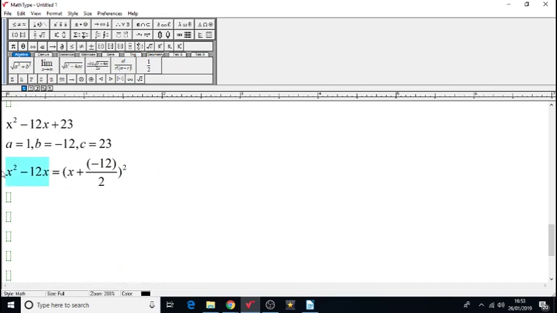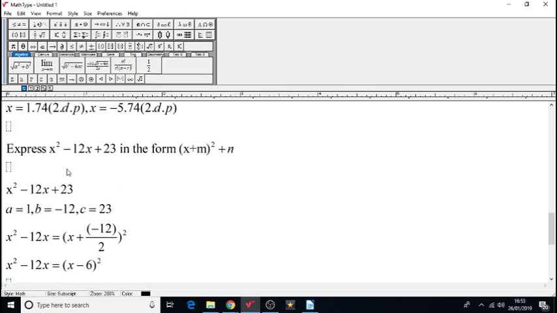Therefore, x squared minus 12x is equal to x. So plus, minus, when you plus and a minus, that makes a minus. Therefore, you've got x minus 12 over 2, which is x minus 6, squared.